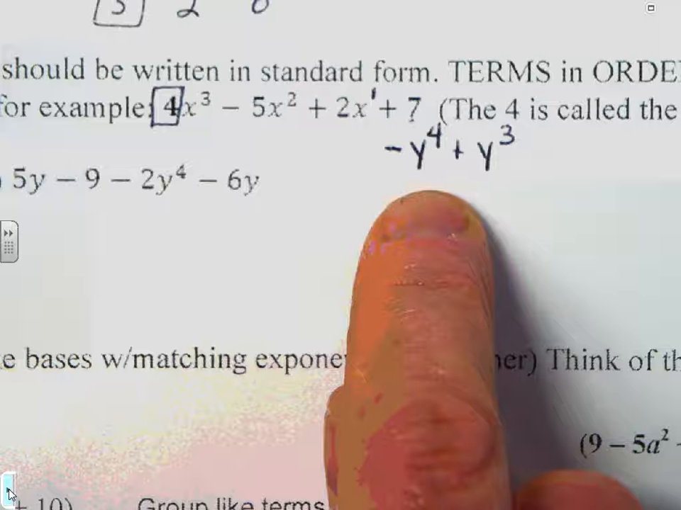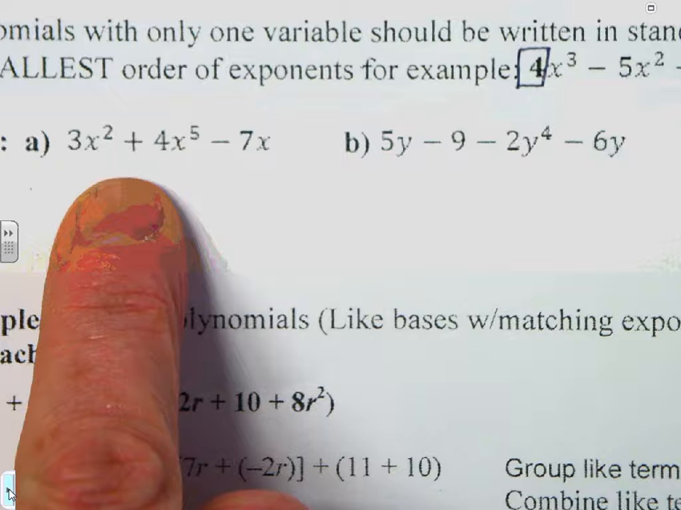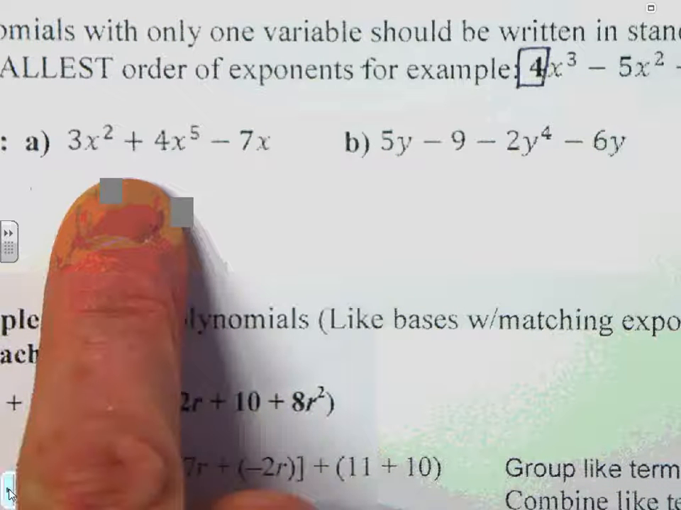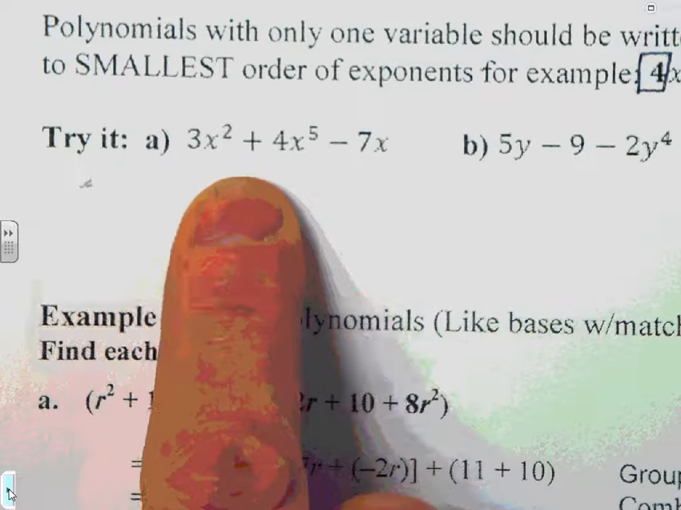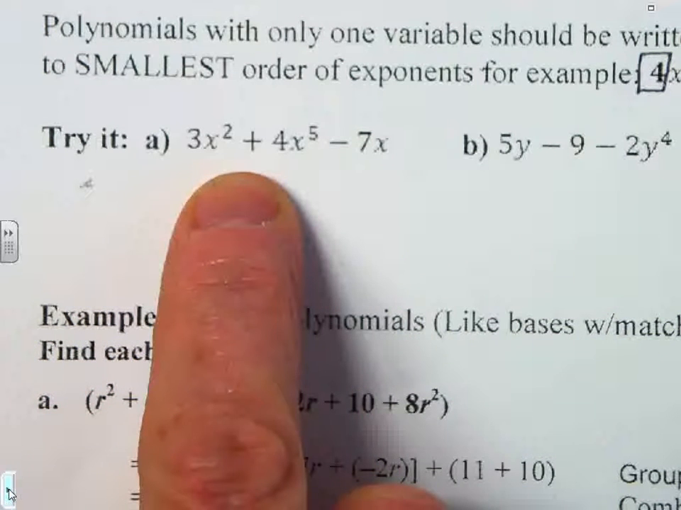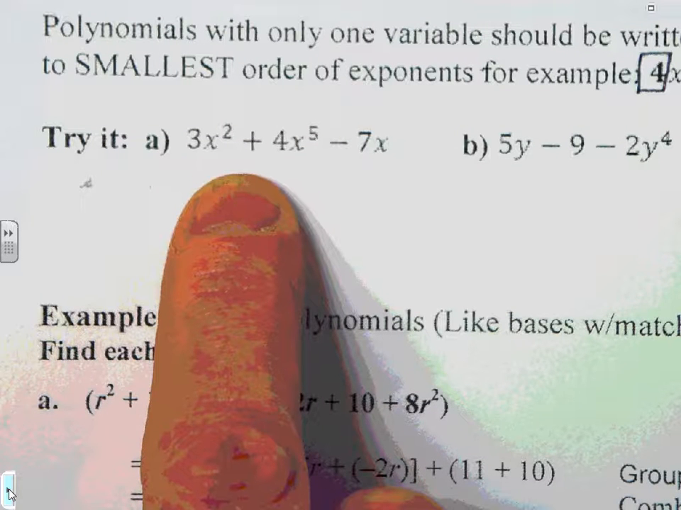See if you can put this trinomial in standard form and tell me what the leading coefficient is going to be. Because this is what about a third of your homework is going to ask of you. Put it in standard form, largest exponents to smallest exponents, and then tell what the leading coefficient is.